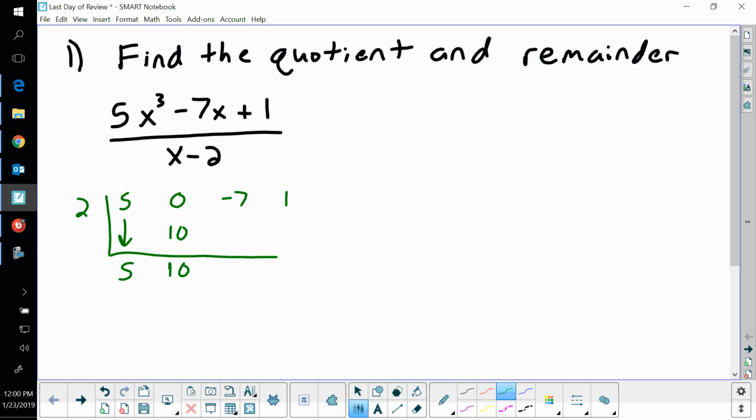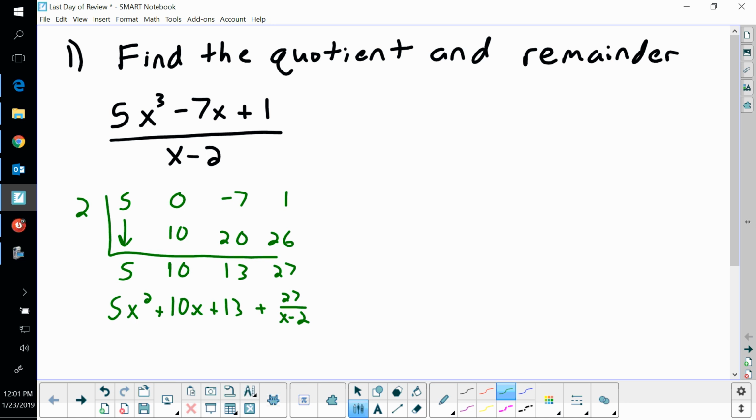Then we'll multiply the 2 and the 10 to get 20. We will add to get 13. We will multiply to get 26, and we'll add to get 27. Our answer is always 1 degree less than what we started with. We started with an x cubed, so we will have 5x squared plus 10x plus 13. And then our remainder, we will have plus 27 over what we were dividing by, the x minus 2.